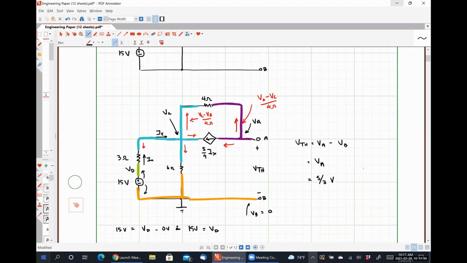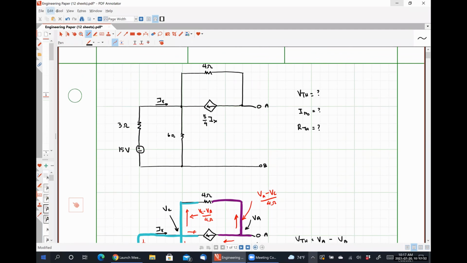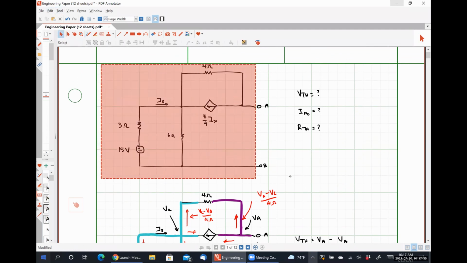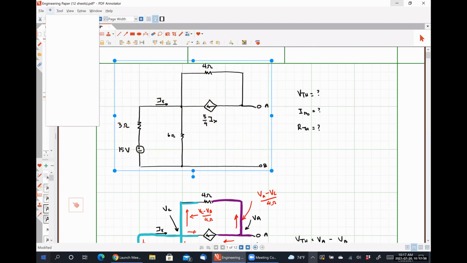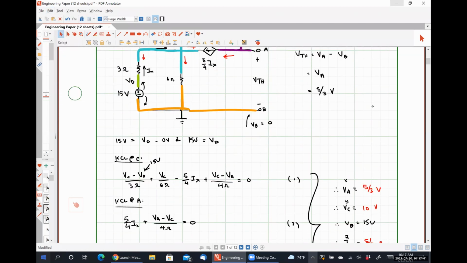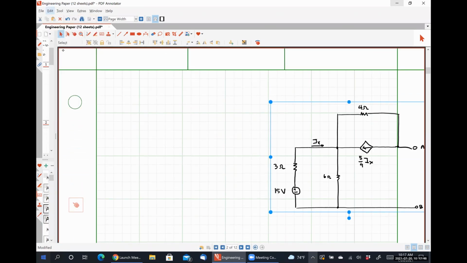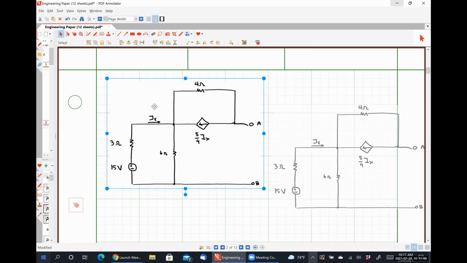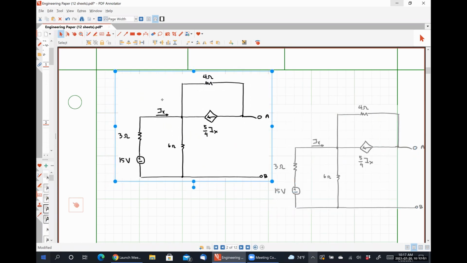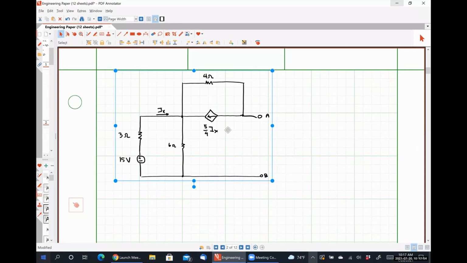All right, so let me copy this original guy up here again. When we are finding our Norton current, we take our original circuit, and we short circuit these terminals, and the Norton current is the current flowing through the short. So I'm going to approach finding my Norton current using mesh analysis, right?